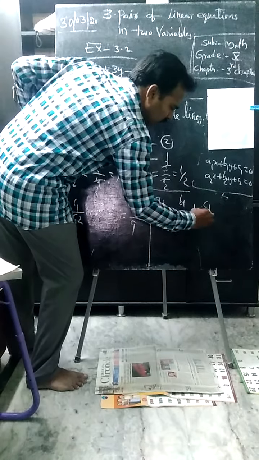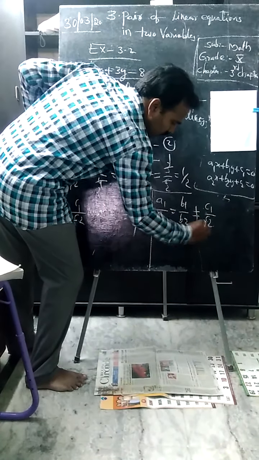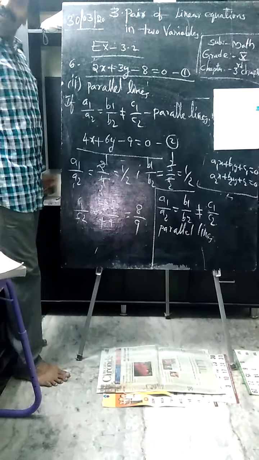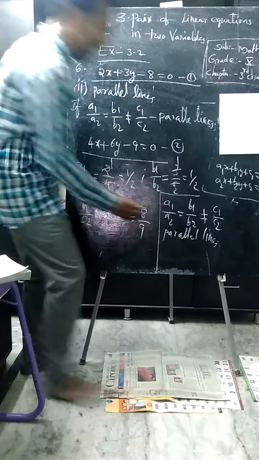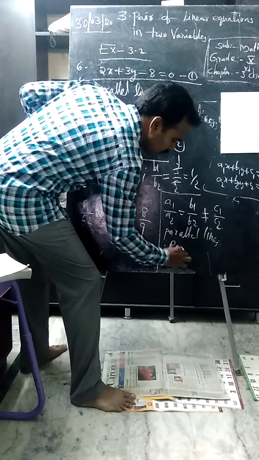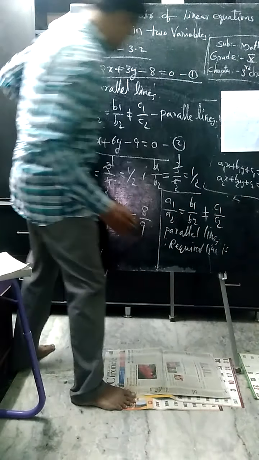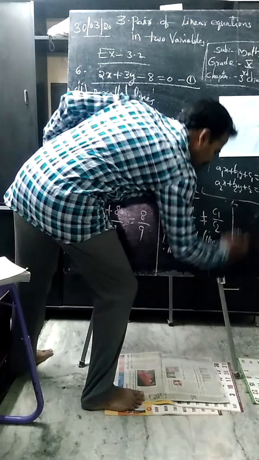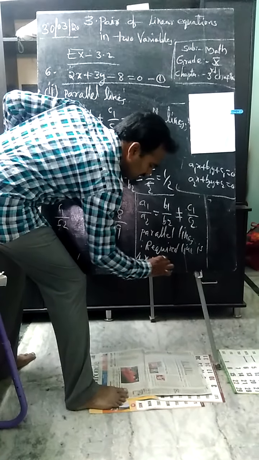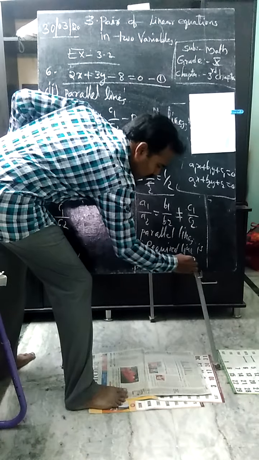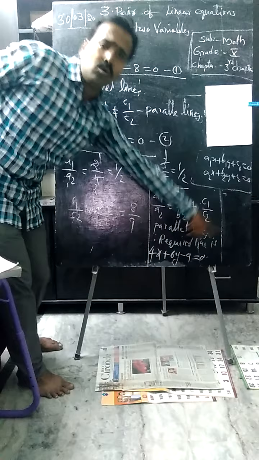But c1 by c2 is not equal to both. So parallel lines. So this condition is satisfied. Yes. Therefore the required line, see students, here I am writing, the required line is 4x plus 6y minus 9 equal to 0.